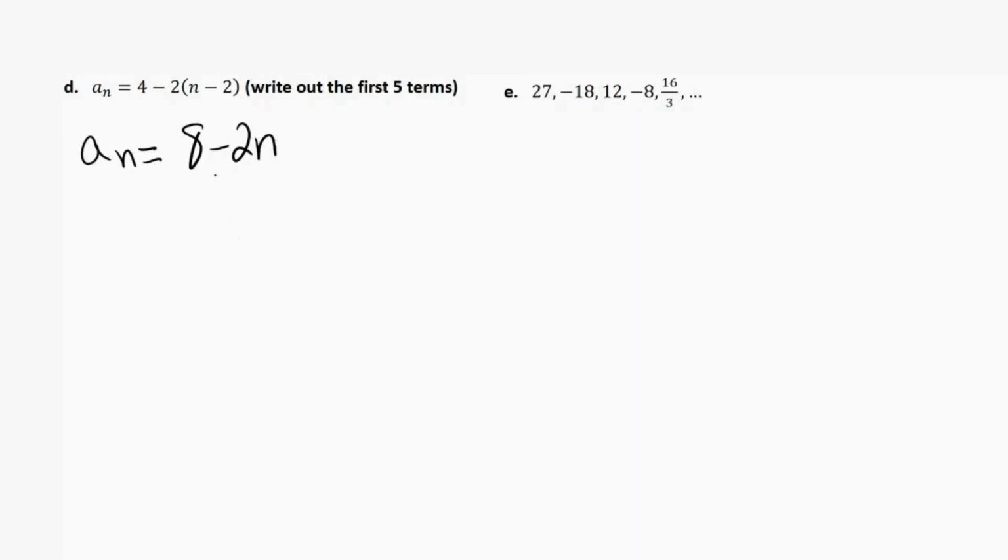So what you can do is go through and plug in 1, 2, 3, 4, and 5, and you end up getting 6, 4, 2, 0, and negative 2.